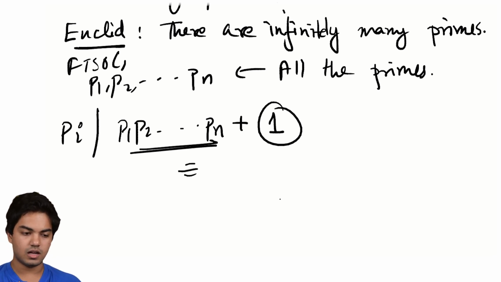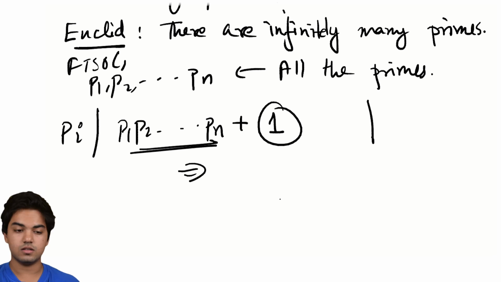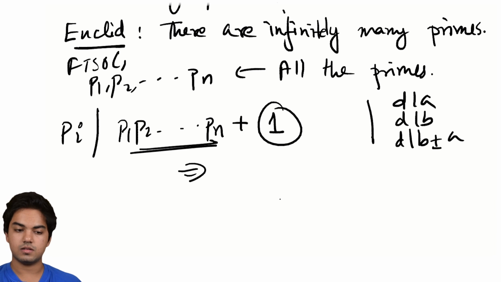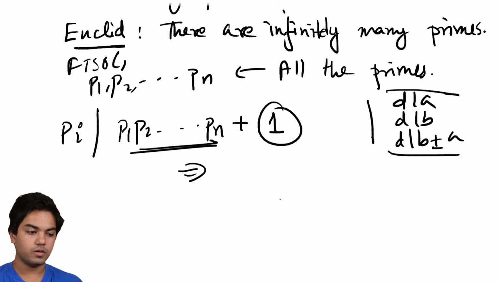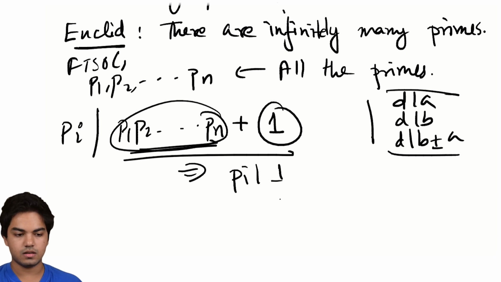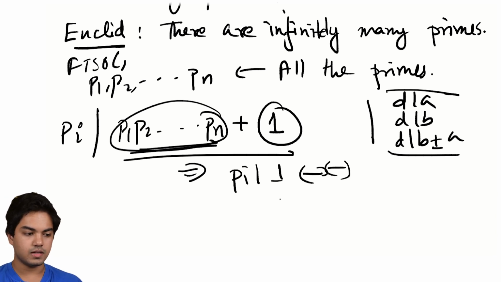Which implies, I'm using that fact that we proved earlier, that if D divides A and D divides B, then D divides D minus A or B plus A for that matter. That's what I'm using here. To get that, since Pi already divides this and Pi divides this, I get Pi divides 1. Can't happen. So none of the Pi's divide this new number that I've created.